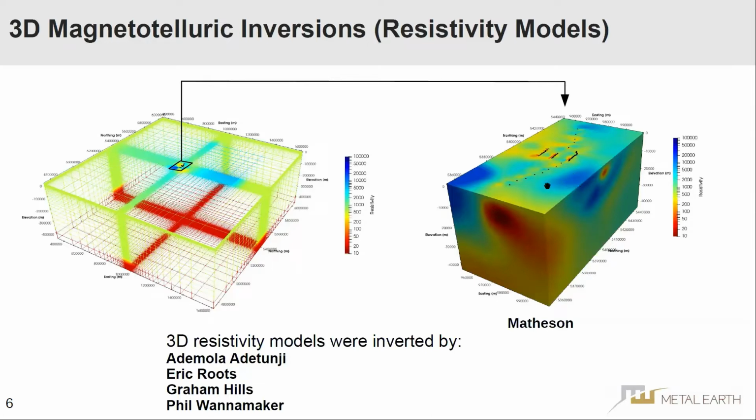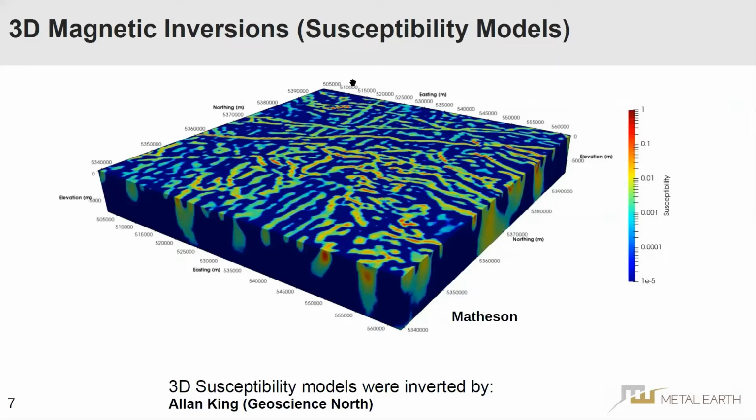But nevertheless, these 3D models were provided by our researchers in Metal Earth: Ademola Adetunji, Eric Roots, Graham Hill, and Phil Wannamaker. These are the people that did the 3D inversions for the magnetotelluric data and provided us the 3D resistivity models. The 3D magnetic inversions are all inverted from the Geological Survey of Canada's magnetic anomaly map, all done by Alan King, who has donated all these 3D models from Geoscience North.